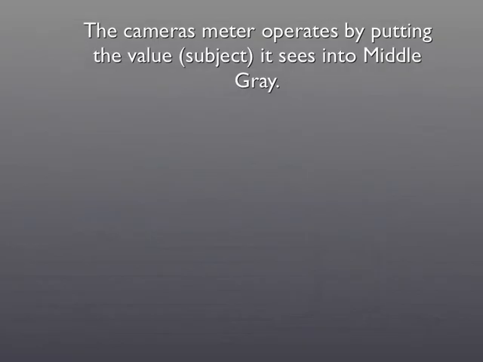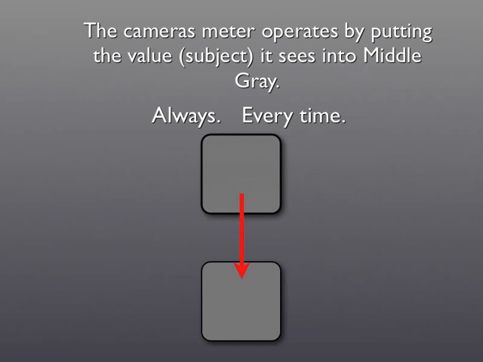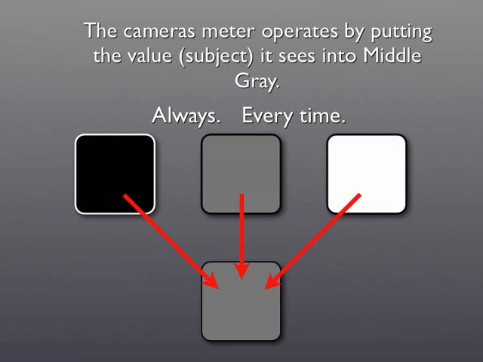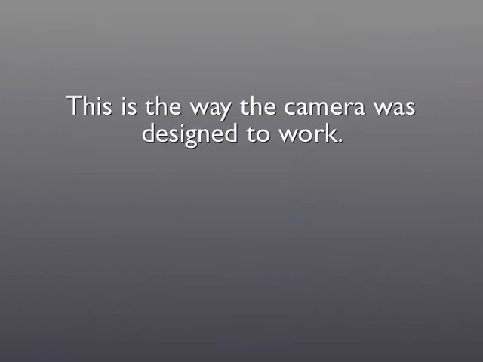Now, the camera meter operates by putting the value, or the subject, it sees into middle gray. Always. Every single time. That's the only thing that your camera knows how to do. So, when it sees a subject that's average reflectance, it's going to make it an average tone. This works really well for all those subjects that happen to be average. If it sees a black subject, however, it'll also turn it gray. And if it sees a white subject, it'll turn it gray. This is the way the camera was designed to work.